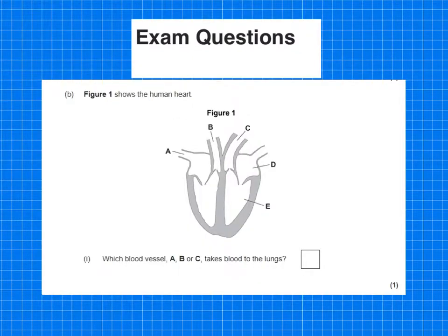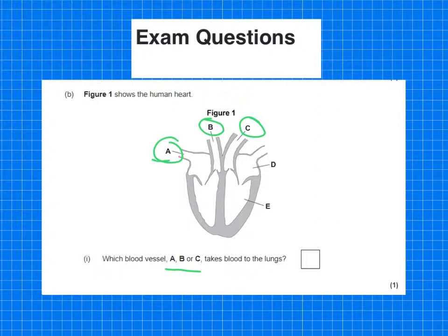So let's have a look at some exam questions related to the heart and circulatory system. This first question is definitely going to be a foundation tier question, and they'll show you the human heart, and they'll ask you what the different blood vessels are. So looking at that, you've got the heart, A, B, C, D and E, and it says which blood vessel, A, B or C, takes the blood to the lungs.